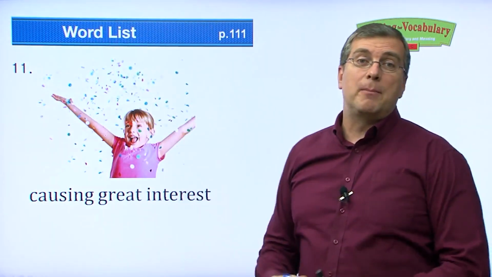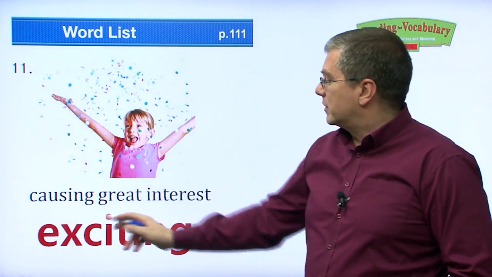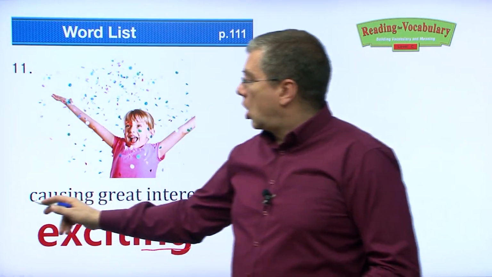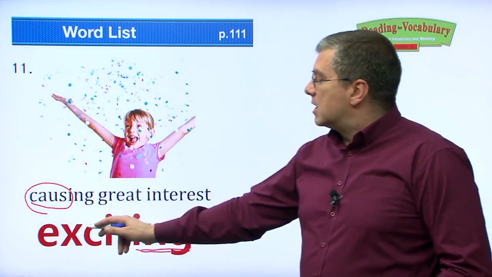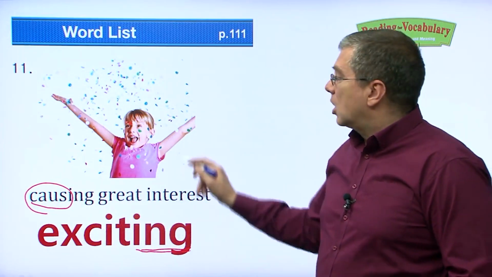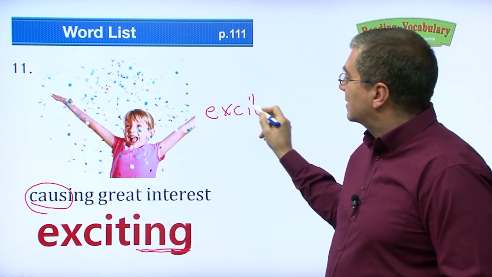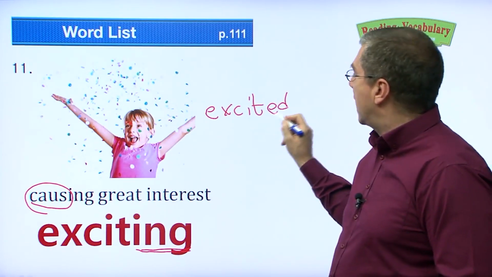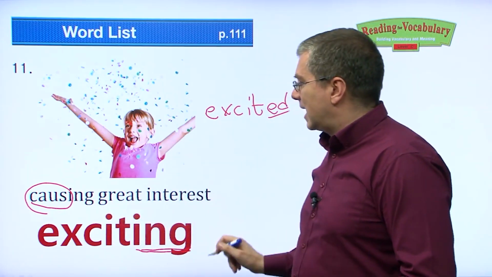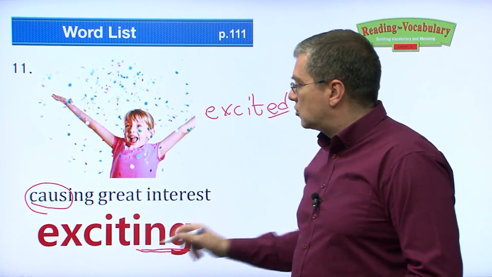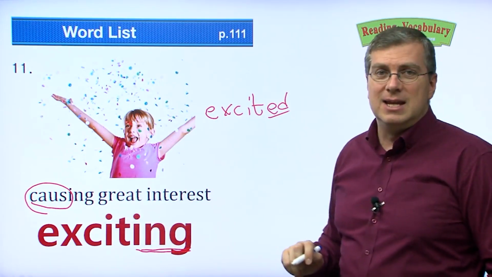Okay, she's having a good time, right? It looks like she's having a party. Causing great interest. That, of course, is exciting. And look, cause. The cause, we use ing. The cause, it's exciting. Her reaction would be what? Excited. You got it. Good. Her reaction would be excited. The cause is exciting. Something that causes great interest is exciting. Her reaction is excited.